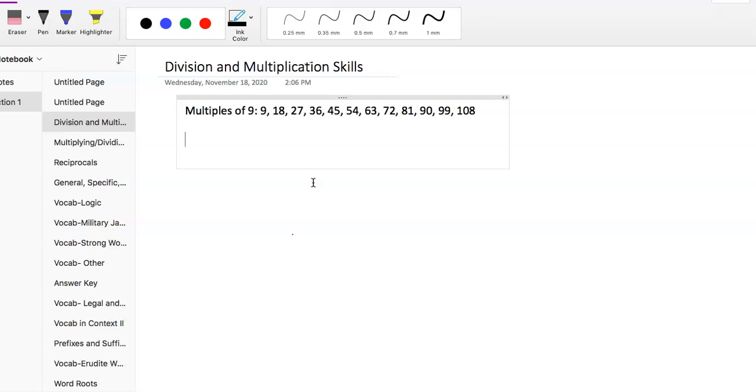As we're looking at this, the way you should go through it is, all the way up to 12, you should be able to do multiples of that number. The example we have here is multiples of 9, all the way up to 108. So 9 times 12 is 108, 9 times 11 is 99, 9 times 10 is 90, going all the way down.